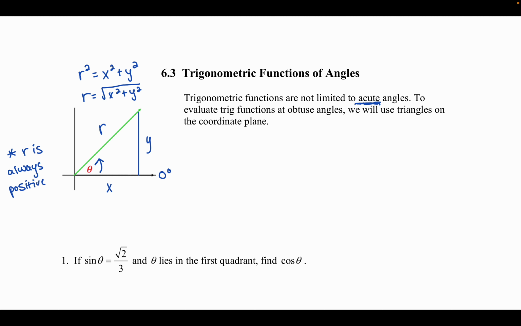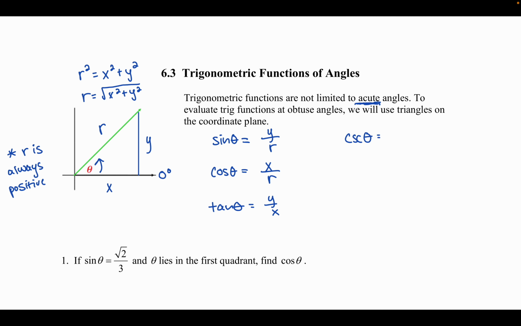On the coordinate plane, when we make triangles, the definitions of all of our trig functions are going to be very similar. Sine of theta here would still be opposite over hypotenuse, where opposite is your y coordinate. It's going to be y over r. Cosine of theta is then going to be x over r. That's adjacent over hypotenuse. Tangent is opposite over adjacent, so y over x.